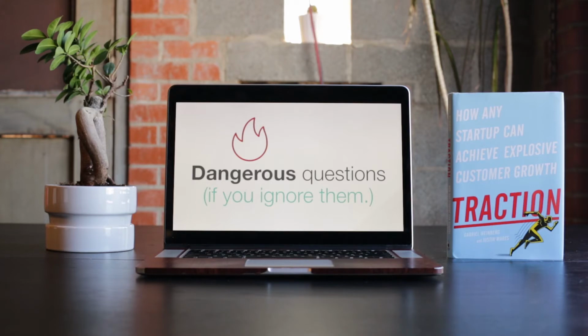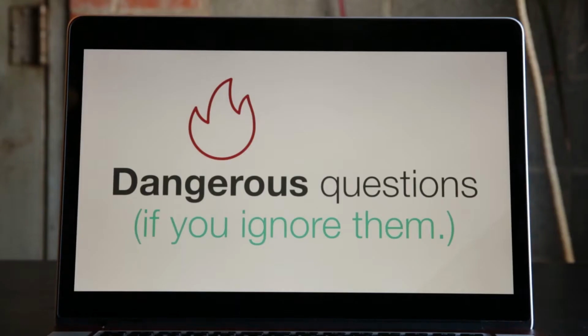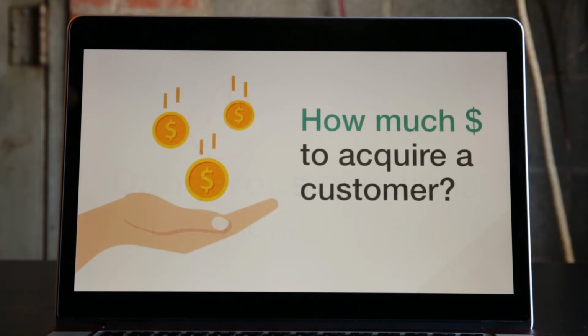Now, there are a few dangerous questions and things that you have to keep in mind while you're going through this process to make sure you don't run into any pitfalls. One of the first ones you need to look at is keeping in mind how much it costs to acquire a new customer: your customer acquisition cost.